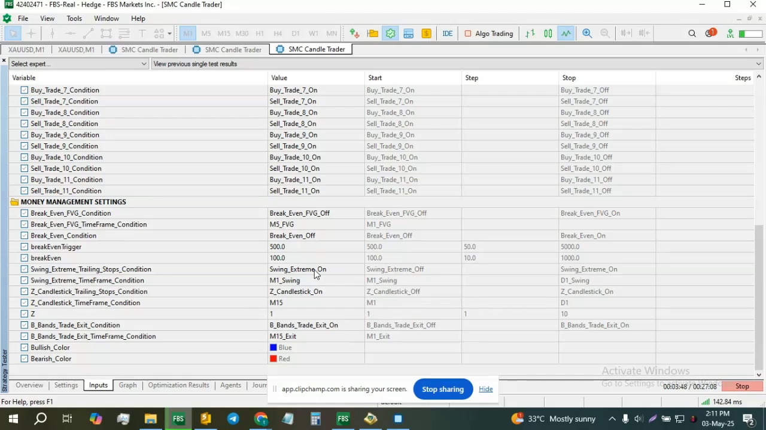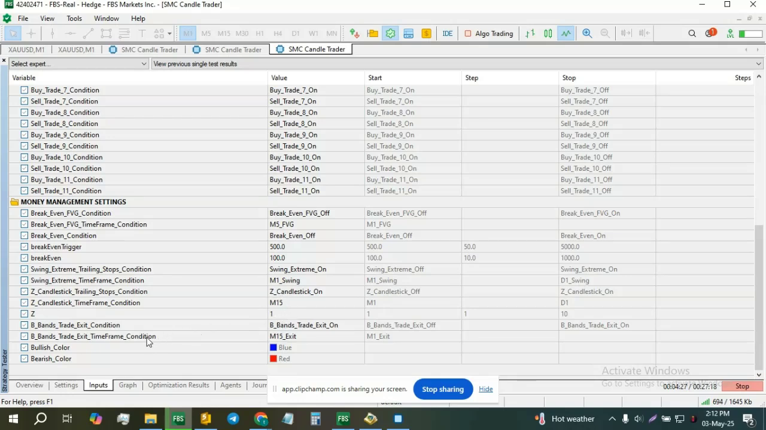This is a dynamic trailing stop, the swing extreme. It keeps moving your stop loss to the extreme of the swing on the time frame selected. Here we have the M1, you can choose the M5, the M15. The candlestick trailing stop moves the stop to the extreme of the candlestick, the number of the candlestick on which time frame. Here I have 1 and 15 minutes, so it moves the stop to the lowest or the highest of the 15 minute candlestick. So if I put it at 3, it moves it to the third.